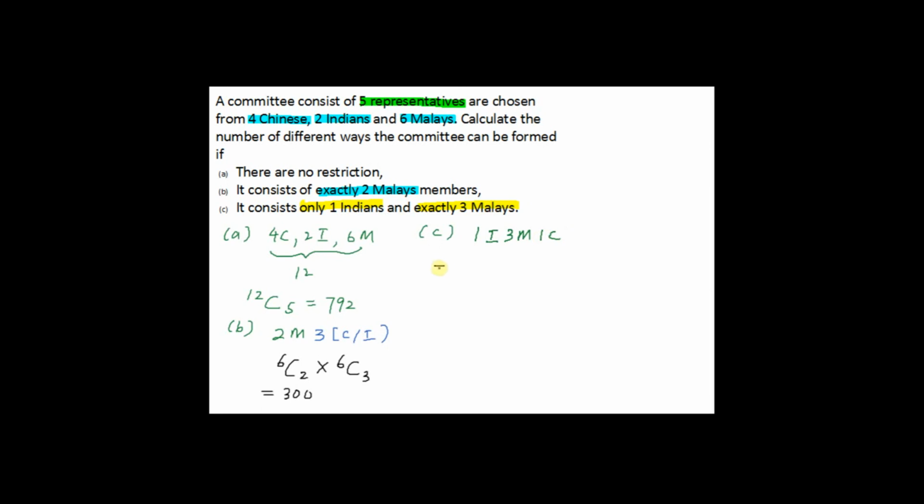So this is equal to, first you choose an Indian, you have 2 Indians. You choose 1, multiplied with, now you choose the Malays, you have 6 Malays. You have to choose 3, multiplied with, now you need to choose 1 Chinese. So 4C1. This is equal to 160.